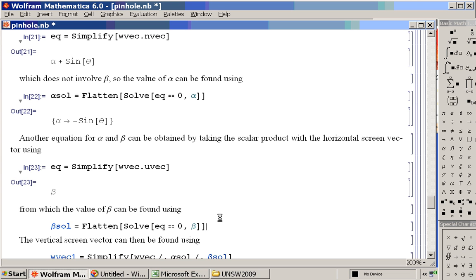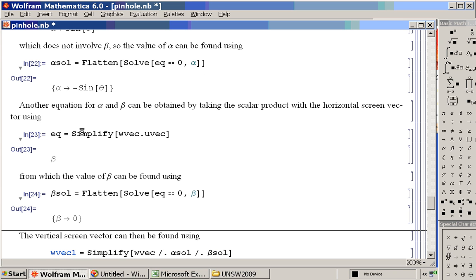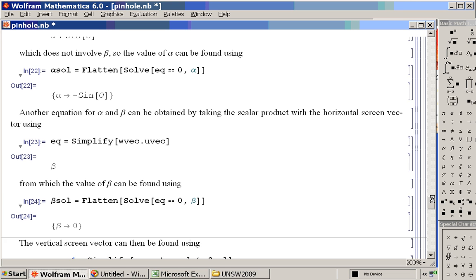I should say that when I work in Mathematica, I have the convention that all my equations are of the form something equals 0, and that means that I don't have to carry the equals around, and I can multiply the equations by whatever I like.